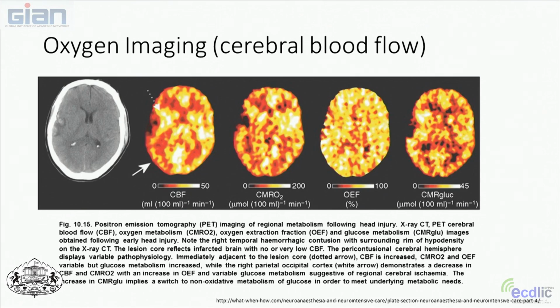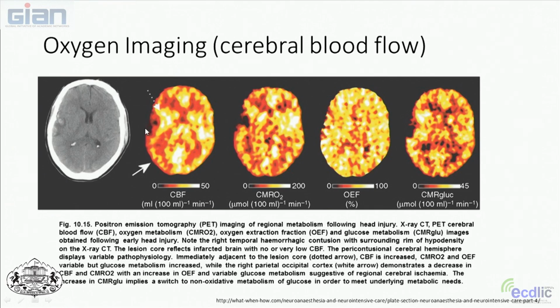This is a picture of glucose metabolism, different types of PET tracers in the same person. Okay, so this person had a head injury, and you can see on the CAT scan here where the injury occurred, right over here. And this is a cerebral blood flow scan. So this is using oxygen metabolism. And you can see how, okay, so this is another type of oxygen scan with a different tracer.